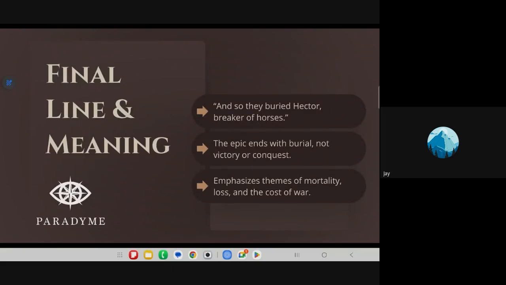And so they buried Hector, breaker of horses. The epic ends with burial, not victory or conquest, which emphasizes themes of morality, loss, and the cost of war.